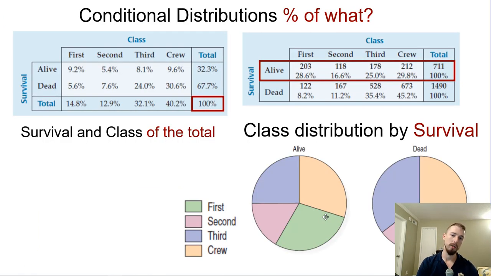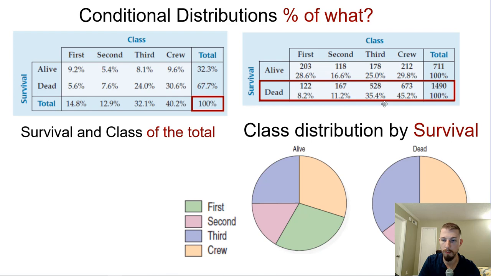Conditional distributions are percentages. Percentages of what? Well, to find out what your percentages are of, look for the 100% on the graph. In this case, the bottom right-hand corner is 100%, which means it's a total of the overall. So what percent of people were first-class survivors out of the whole boat? 9.2. What percent were crew that did not survive? 30.6. Over on this one, we see the percentages on the right side. So we're looking at, of all the people who survived, what was the breakdown of the class distribution. So this is class distribution by survival, and this is class distribution by not surviving.